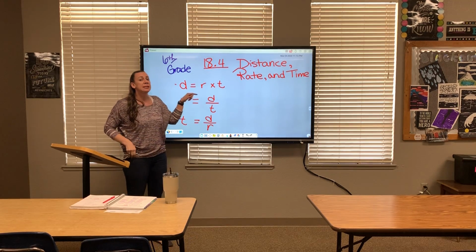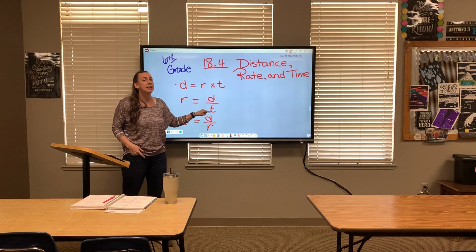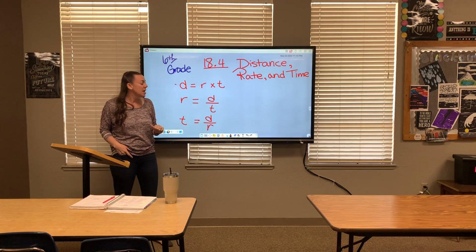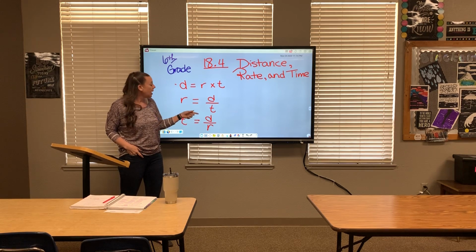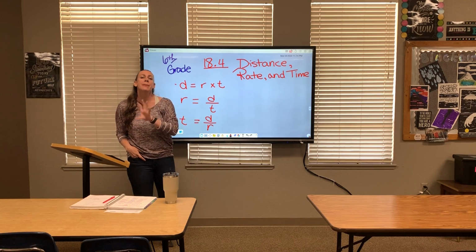So if I'm looking for the distance and I have rate and time, I'm going to multiply them. If I have distance and time, I divide distance divided by time is going to give me my rate. If I need to find the time, I go distance divided by rate, and that's going to give me the time, okay? And again, remember your labels need to make sense.